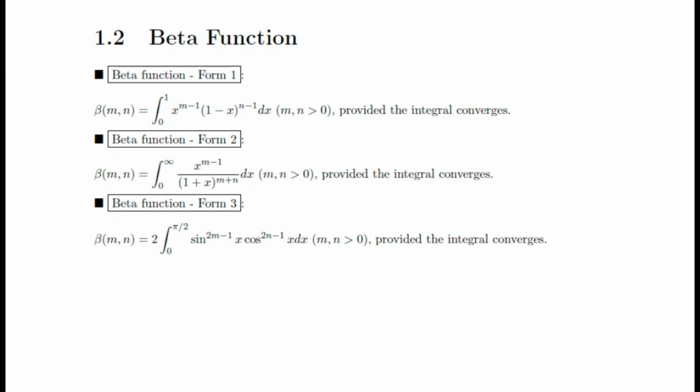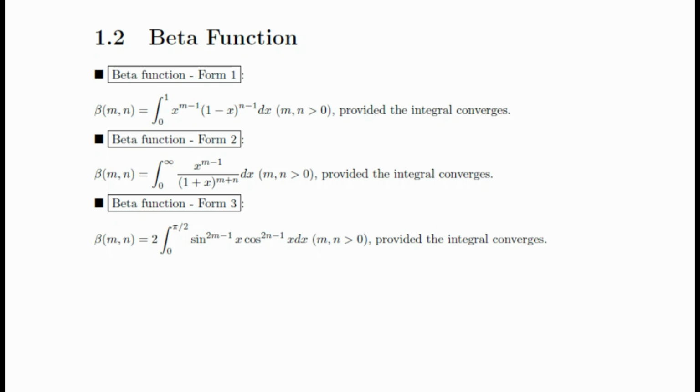Now we will discuss beta function. Beta function has mainly three types of forms. First one is 0 to 1 form, and second one is 0 to infinity form, and third one is 0 to pi by 2 form. So this is trigonometrical form, as you can see. And using form 1, we can easily achieve form 2 or form 3. Let's see how.